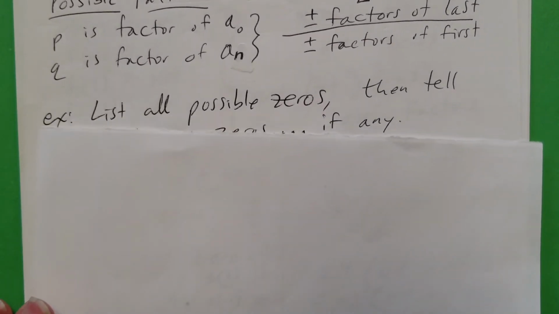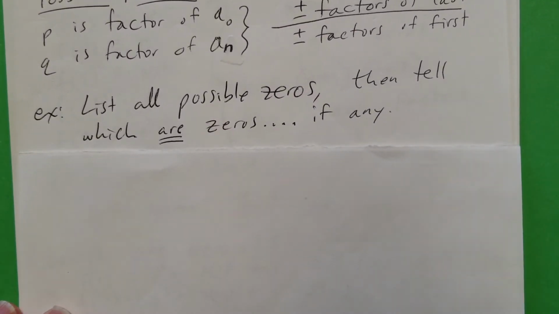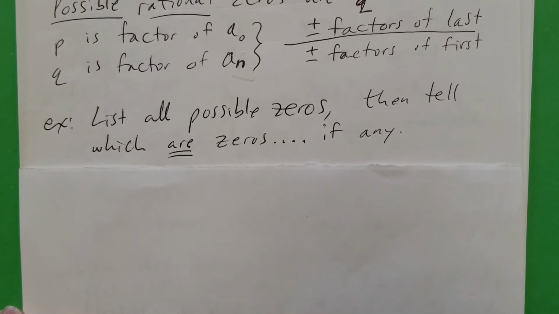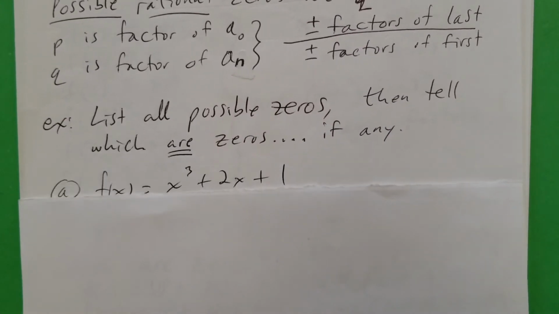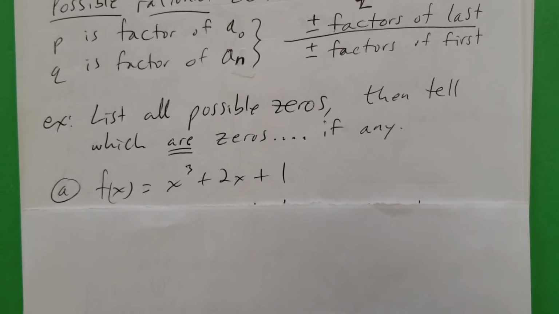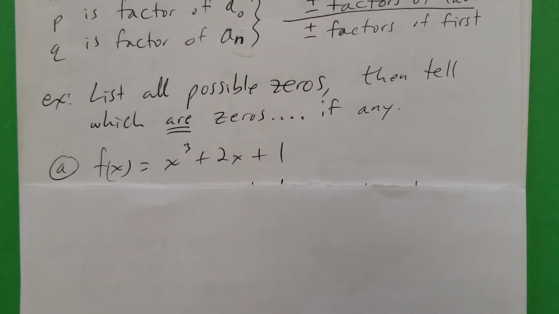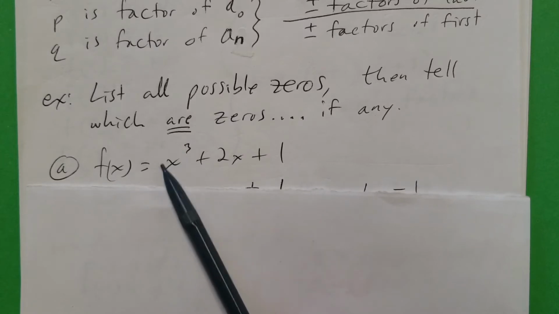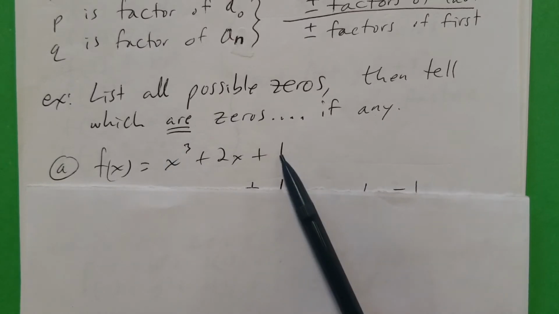List all the possible zeros, then tell which ones are zeros, if any. So these are possible zeros. It doesn't mean that they are zeros. It doesn't mean that they work, right? But these are possible zeros. So here is my function. Notice, this is an easy one. Notice that my first coefficient at the beginning is 1 and my last one is 1.